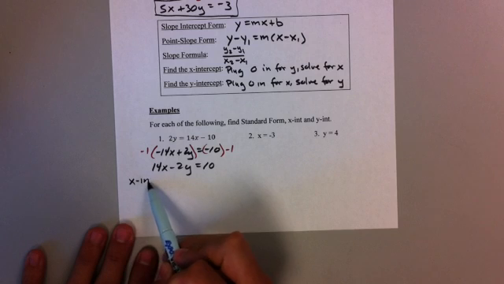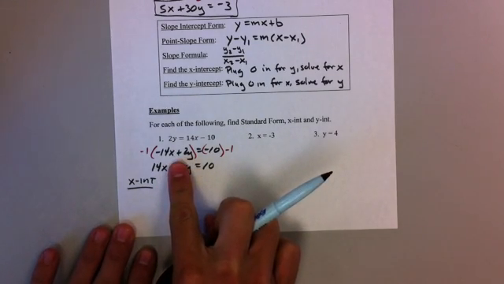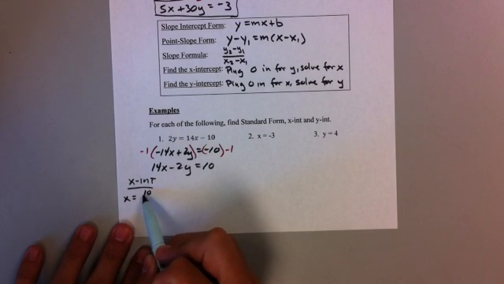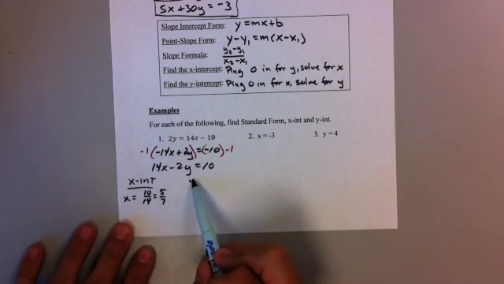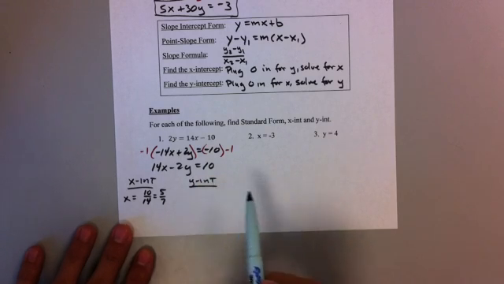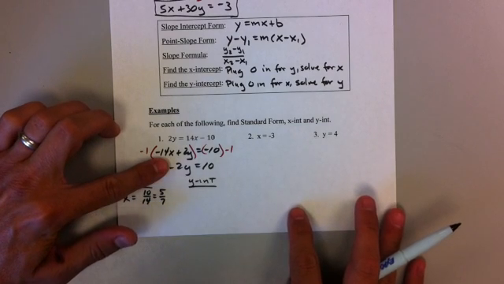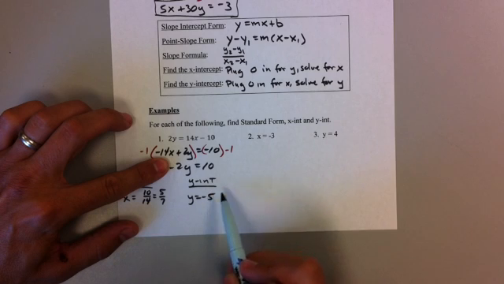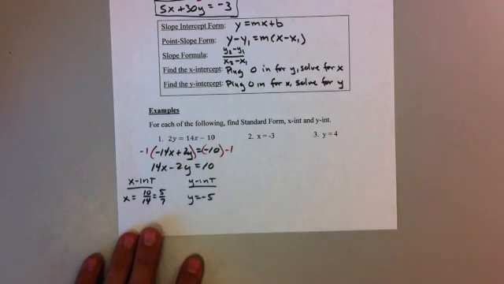The x-intercept: if you plug in 0 for y, so that essentially cancels that out, we get 14x equals 10. Divide by 14, so x would equal 10/14, which reduced would be 5/7. The y-intercept: plug in 0 for x, which essentially cancels that out, and you get negative 2y equals 10. Divide by negative 2, you get y is negative 5. And there you go. There's your x and y intercepts, and there's your standard form.